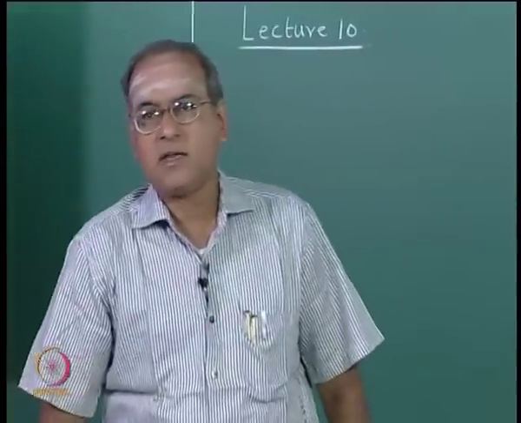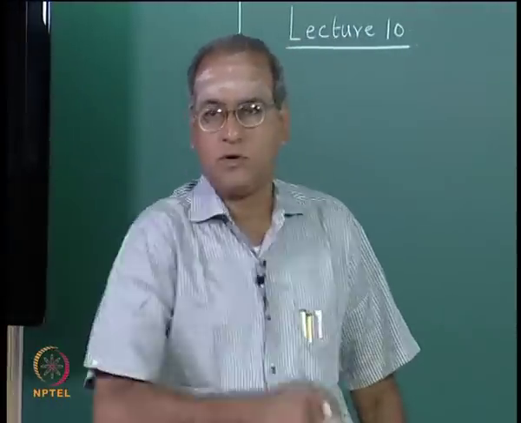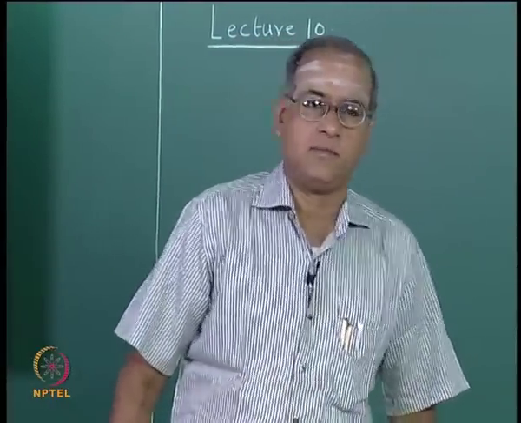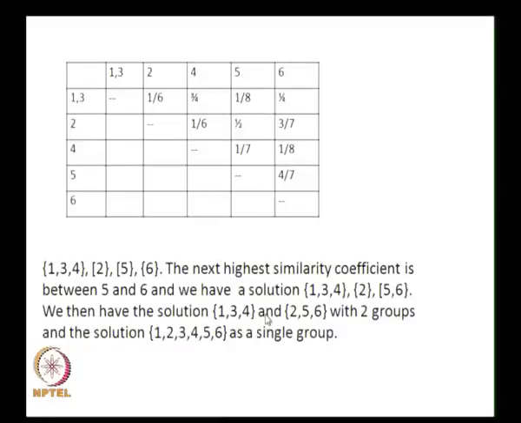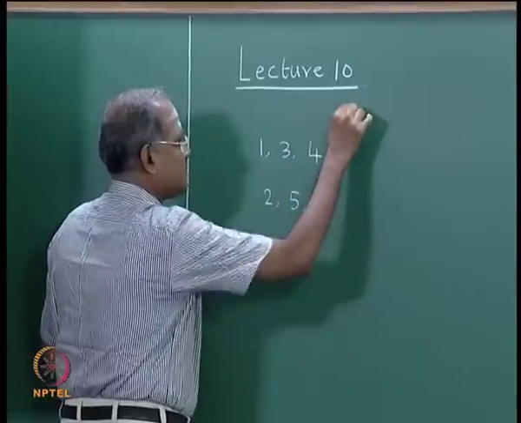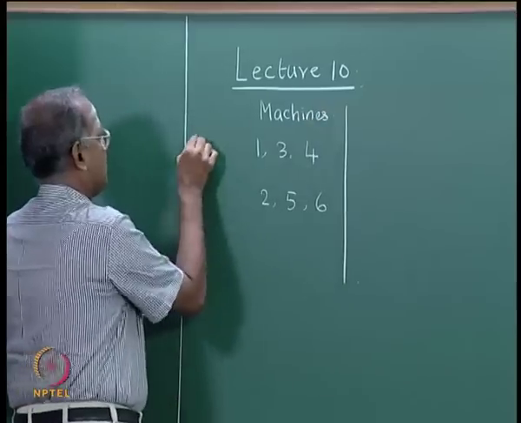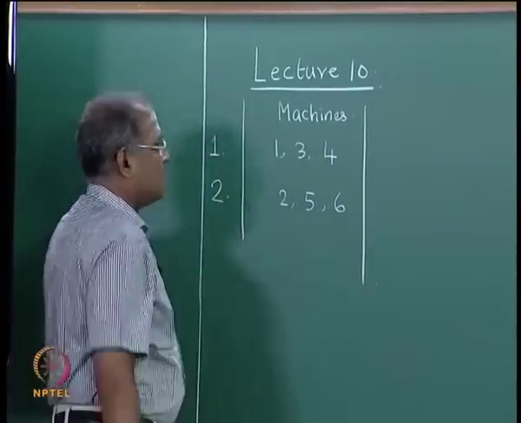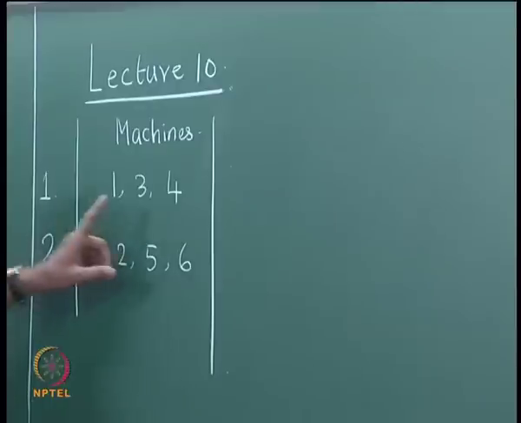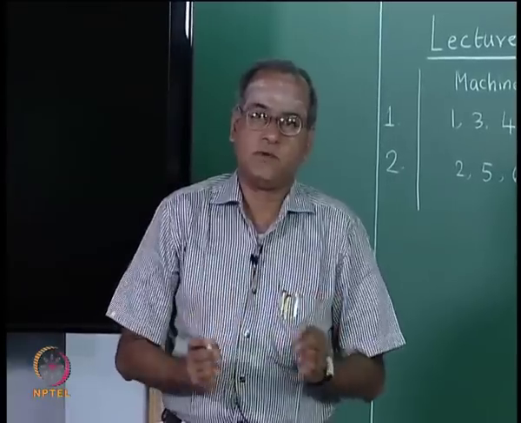So, let us assume that we want 2 groups in the solution. The 2 group solution from the hierarchical clustering algorithm is 1 3 4 and 2 5 6. So, I am going to write 1 3 4 here and 2 5 6 as machines. There are 2 groups: the first group has machines 1, 3 and 4, the second group has machines 2, 5 and 6. So, we have formed the machine groups using this algorithm.